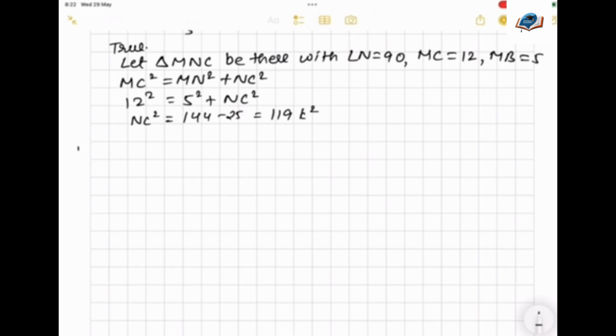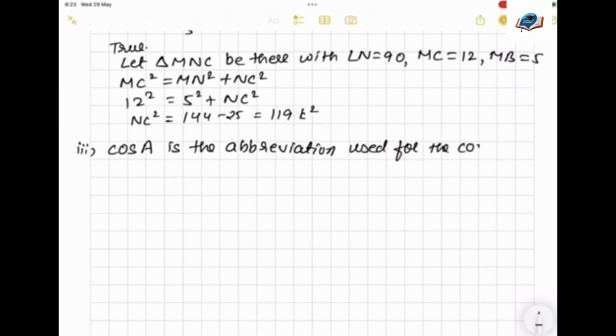Third one: cos A is the abbreviation used for the cosecant of angle A. So that is true, as we write the short form of cosecant as cos A.